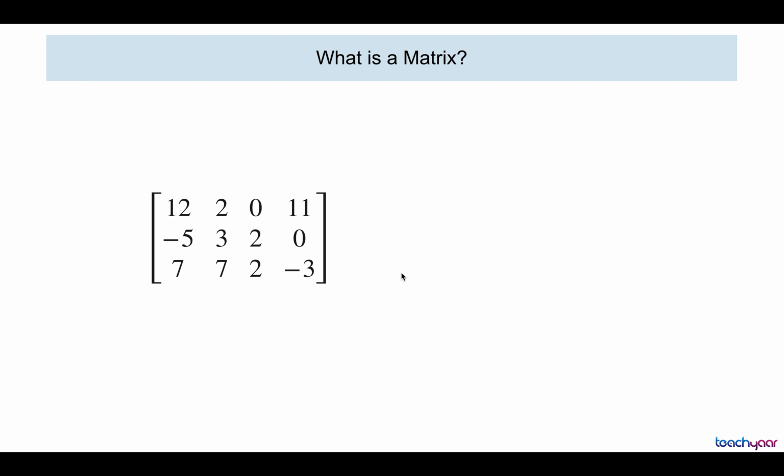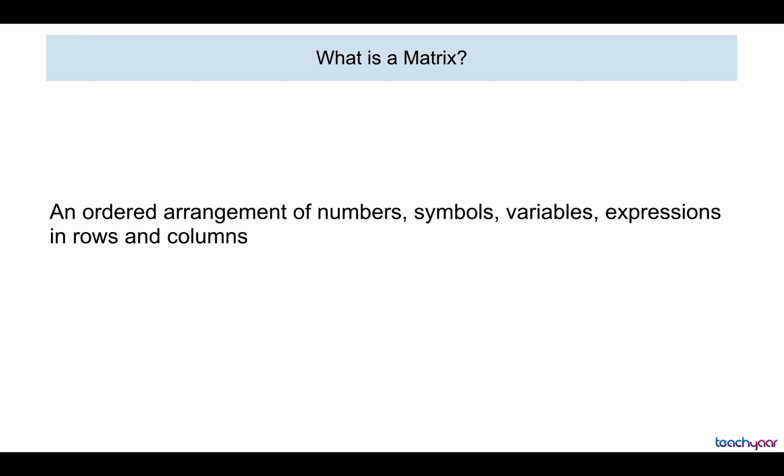Now another example of a matrix is this. Again, you see the same pattern. You see numbers arranged in a very structured manner. There are rows and columns. So a matrix is an ordered arrangement of numbers, symbols, variables, expressions and so on in rows and columns.